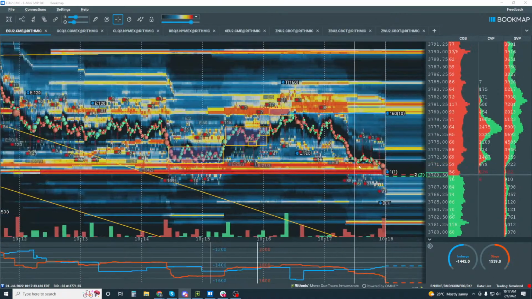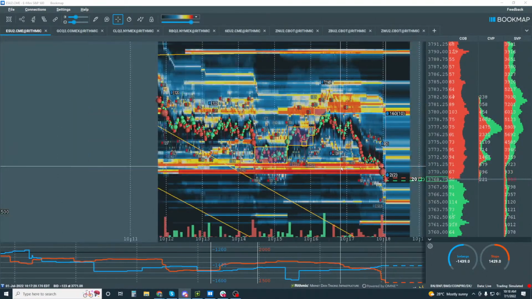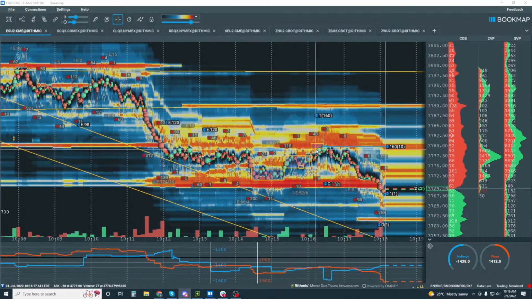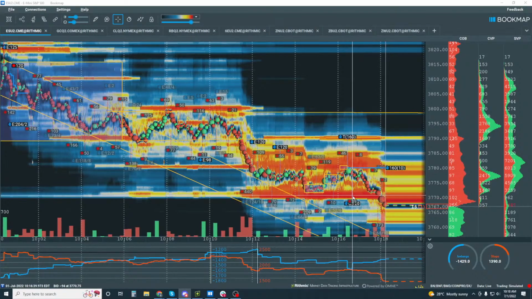Okay, guys. So yeah, here's our move. This was the original move we're looking for into 70. Now, look, we were looking for the pullback due to the smaller time frame order flow, but the bigger picture was the move into 70.